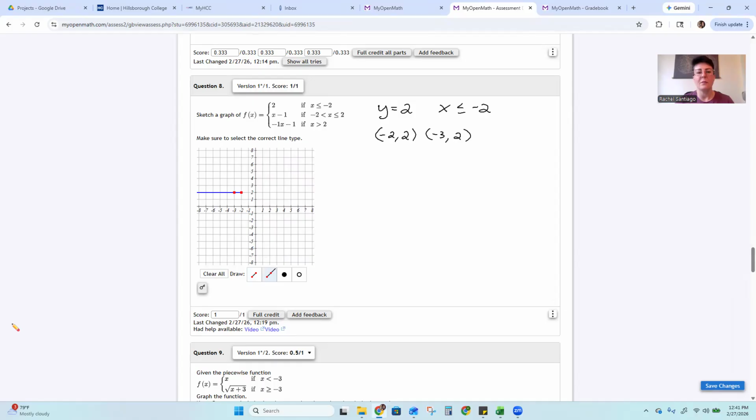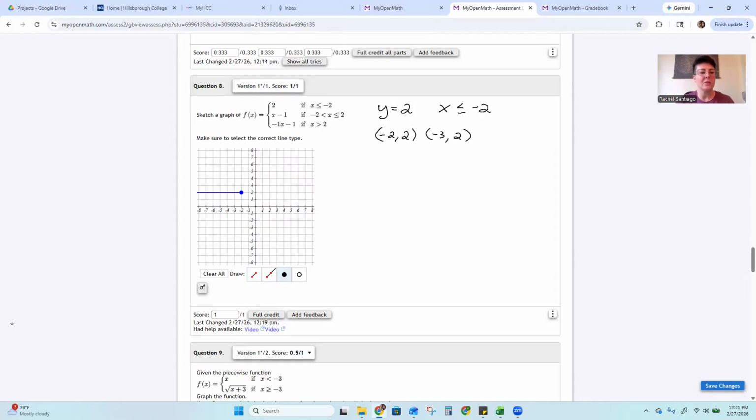Beautiful. Now that I have my line, I look at the boundary point and I see, oh, this is x is less than or equal to negative 2. That must mean that my boundary point is closed. So now grab your closed circle and place it on the end here. And that's your first line.